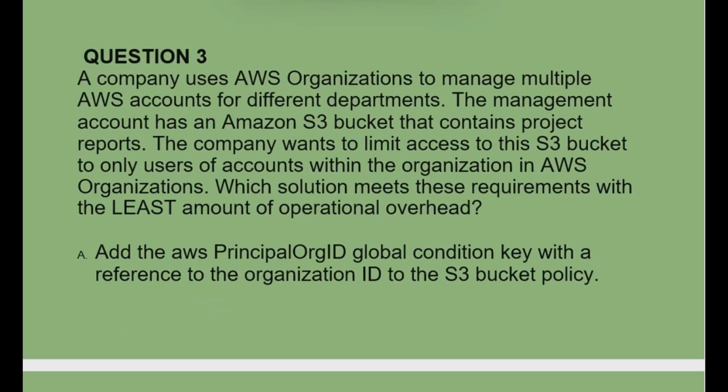Question is, a company uses AWS Organizations to manage multiple AWS accounts for different departments. The management account has an Amazon S3 bucket that contains project reports. The company wants to limit access to this S3 bucket to only users of accounts within the organization in AWS Organizations. Which solution meets these requirements with the least amount of operational overhead?